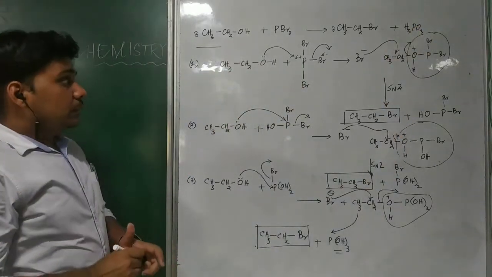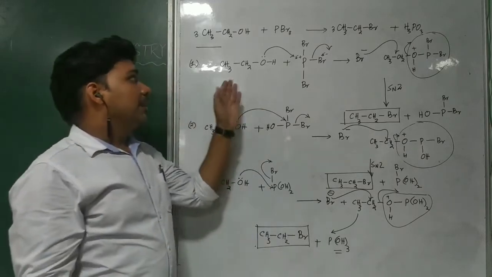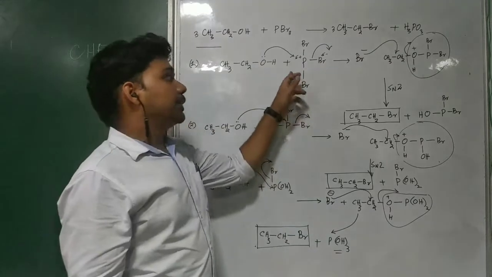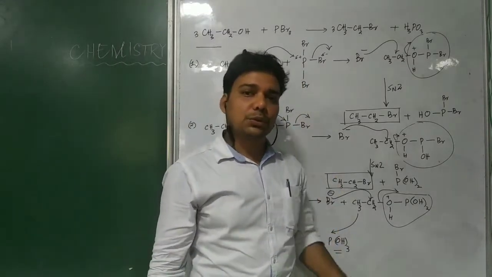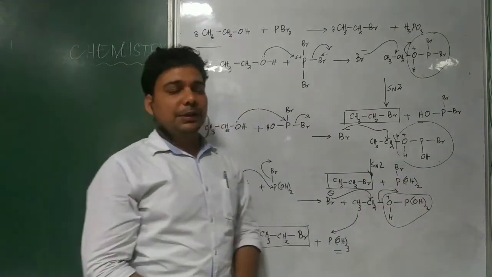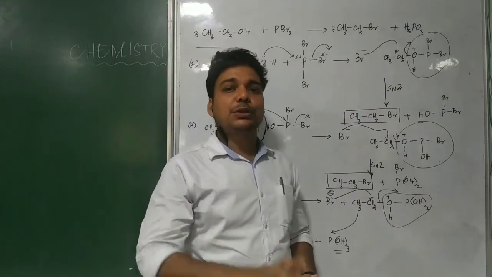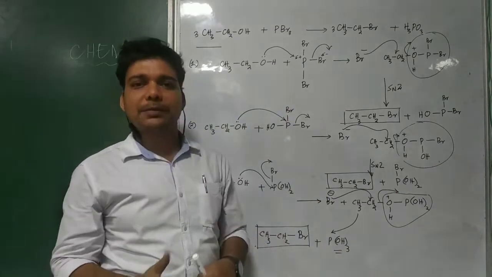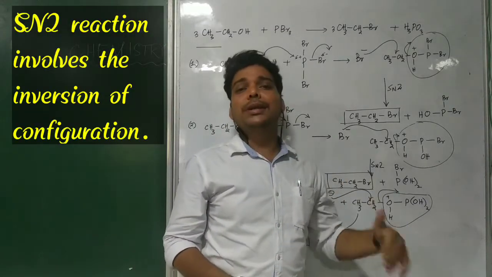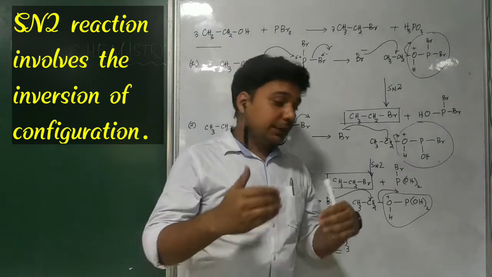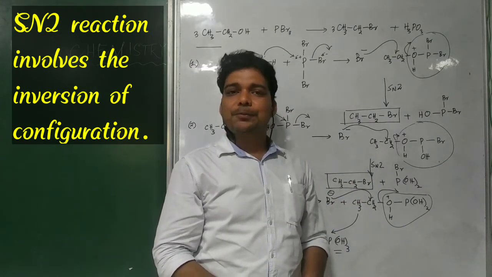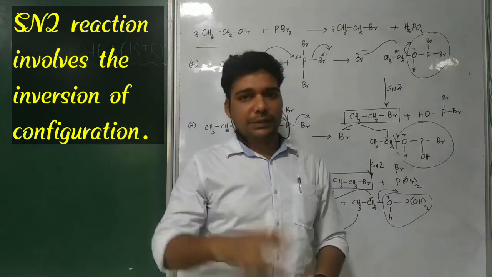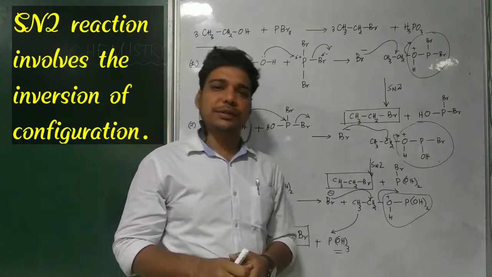So always remember, primary alcohols or secondary alcohols undergo reactions with phosphorus trihalides through the SN2 mechanism. If we analyze the stereochemical aspects of SN2 reactions, we have learned that SN2 reactions involve inversion of configuration. The configuration of the product formed is inverted as compared to the substrate molecule.